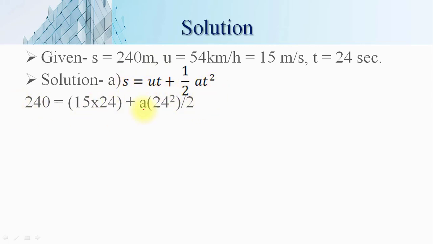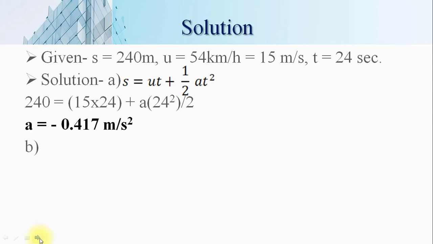Put here all the given values. Just one unknown is there, so we can get this unknown by solving this one equation, and the value of A becomes minus 0.417 meter per second square. As this A has a minus sign, it means it is deceleration. In the question also the same thing is asked, to find the deceleration of the car.